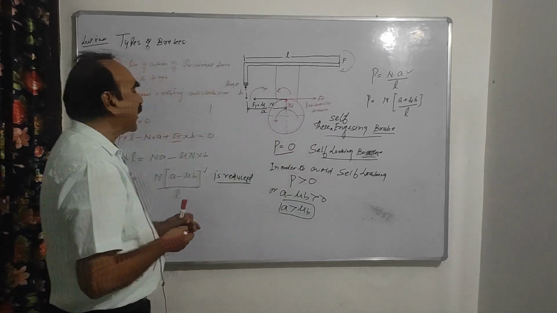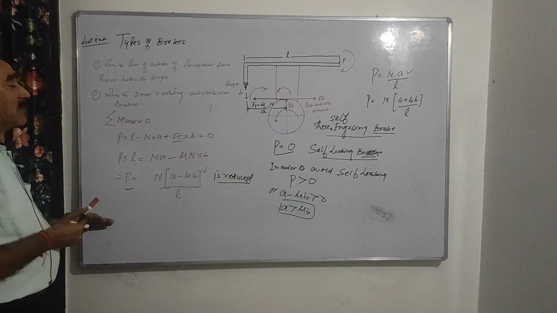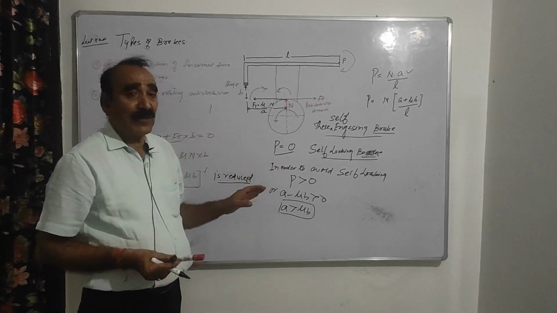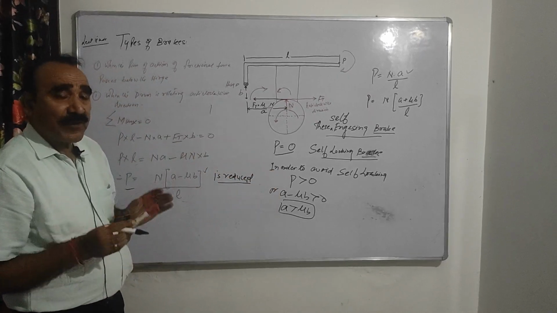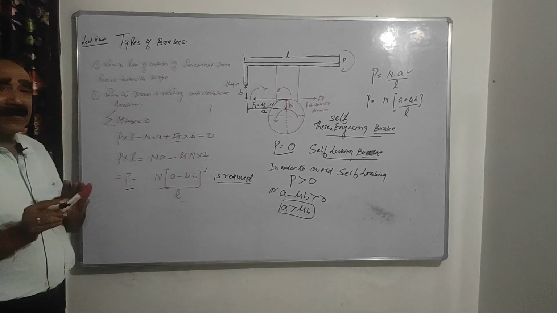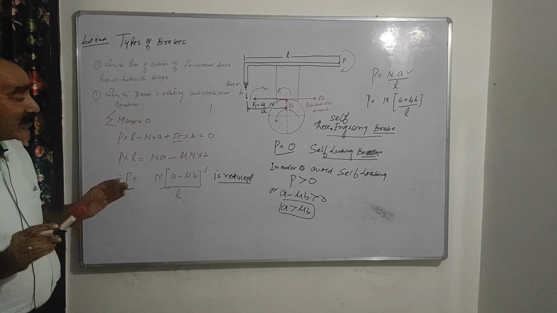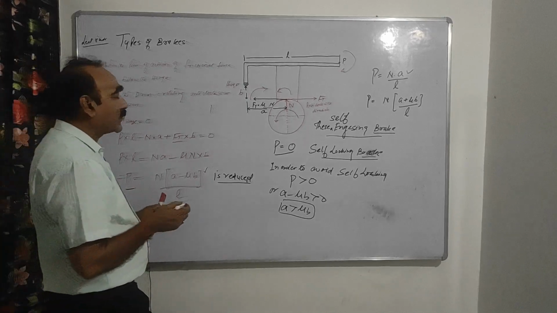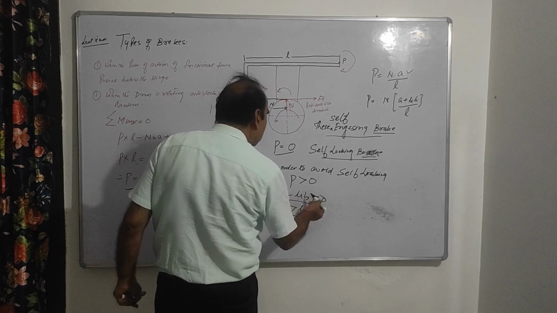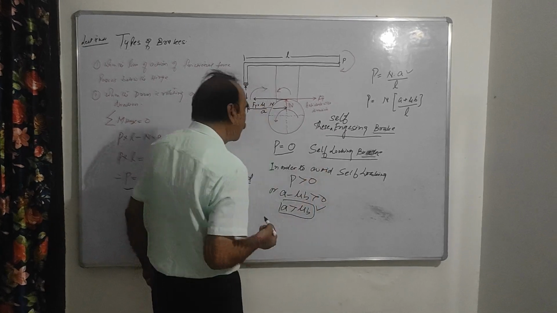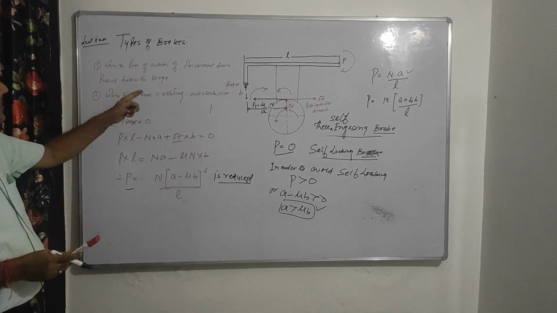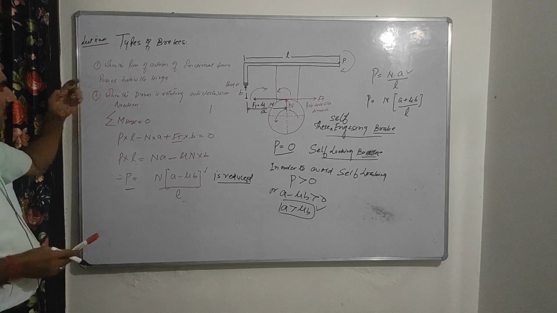Okay, these are the conditions to avoid self-locking. P should be greater than 0. P should never be 0. If P is 0, the brake will become self-locking, and when the brake is self-locking, it is no longer in your control. So this is the dangerous position. So in order to avoid self-locking, P should be greater than 0, and A minus mu V greater than 0, and A should be greater than mu V. So this is about when the line of action of the frictional force passes below the hinge.